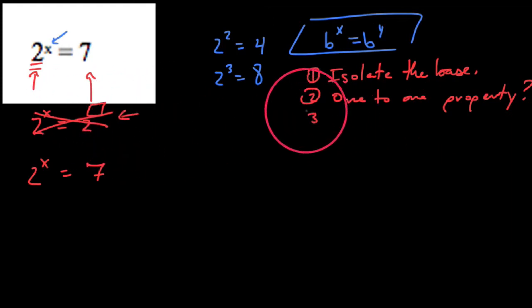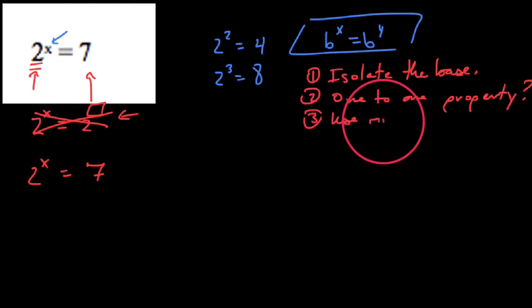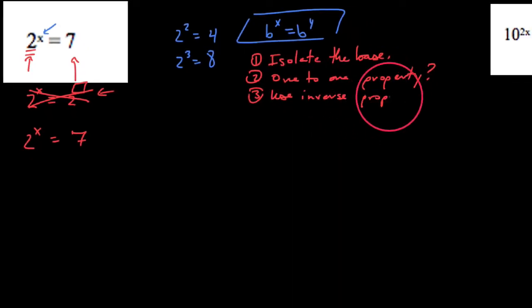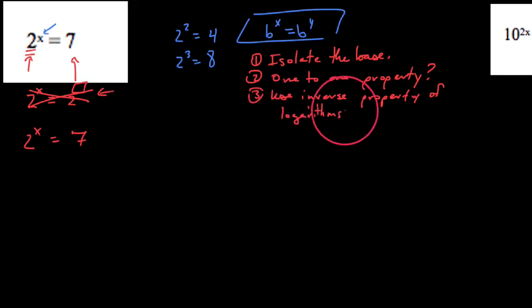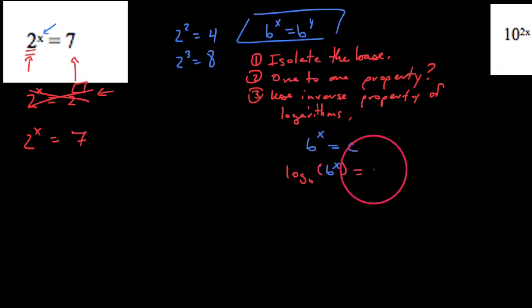So what we're going to do is use the inverse property of logarithms. I'm going to list that property here, and it essentially says this. If you had some base b to the x power equal to some constant c, we would take the log base b of everything on the left, of b to the x, and we would also do log base b of everything on the right, which is this c right here.